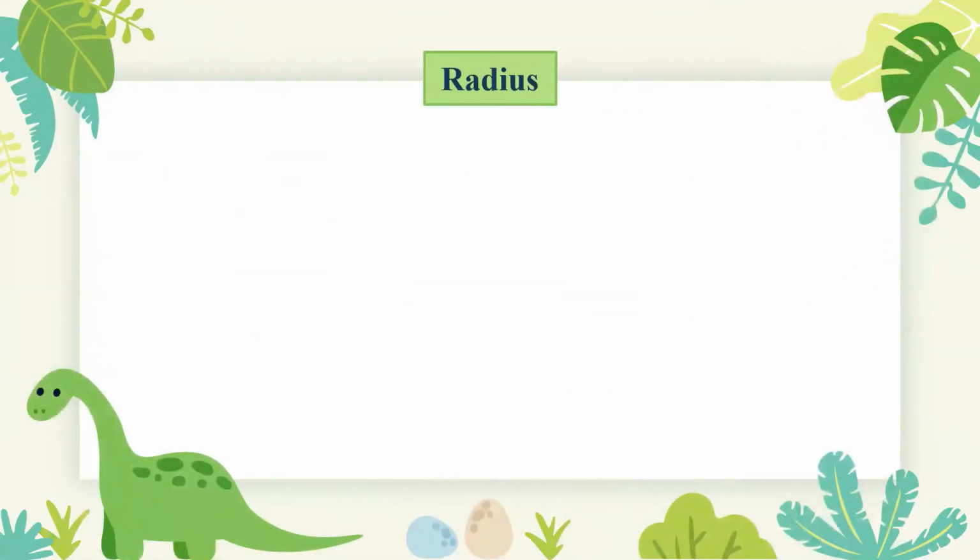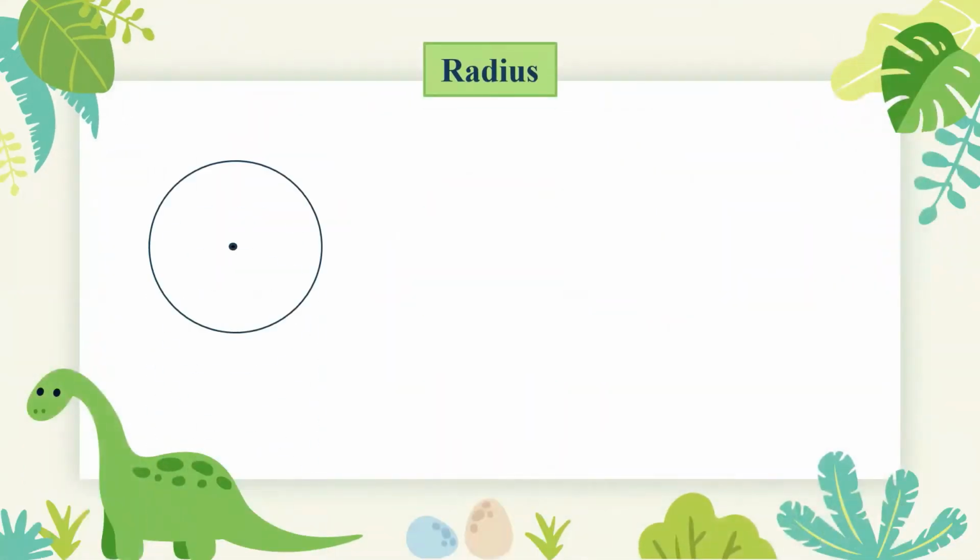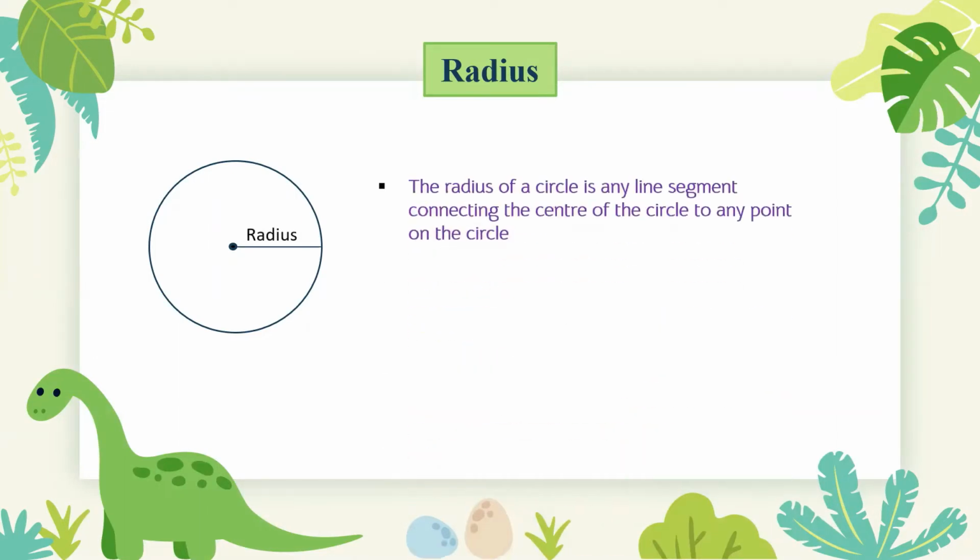Now let us move on to radius. Now what if I draw a line which begins at the center point of the circle, and ends at any point at the border of the circle? So for example, you can take this line. What is it called as? It is called the radius. The radius of a circle is any line segment which connects the center of the circle to any point on the circle. You cannot count the number of radii there are in a circle.